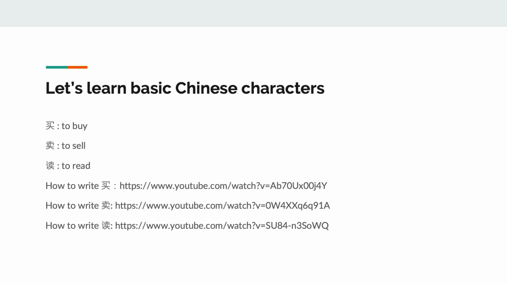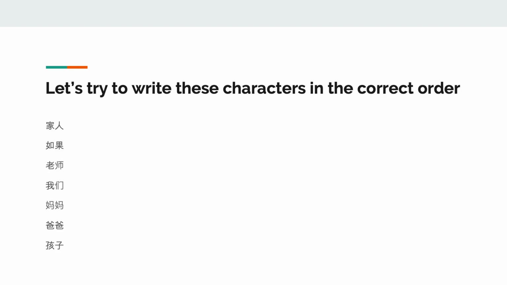Next, let's learn basic Chinese characters. These characters build on each other. They are mai, mai, and du. Please follow the links to see how to write these characters in the correct order. Next, let's look up on YouTube these characters on this list to see how to write them in the correct order. This is so we can practice the rules of how to write them in the correct order.